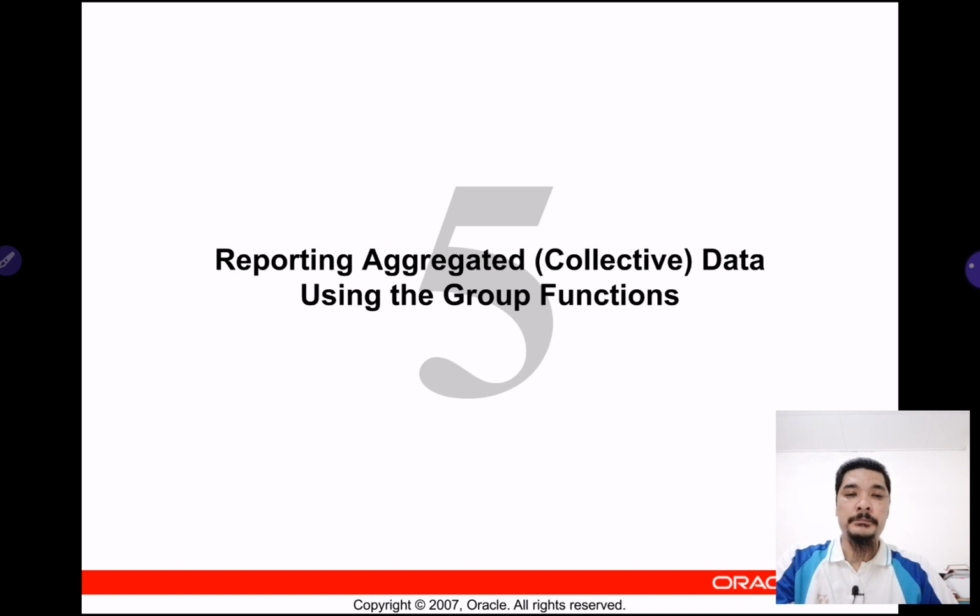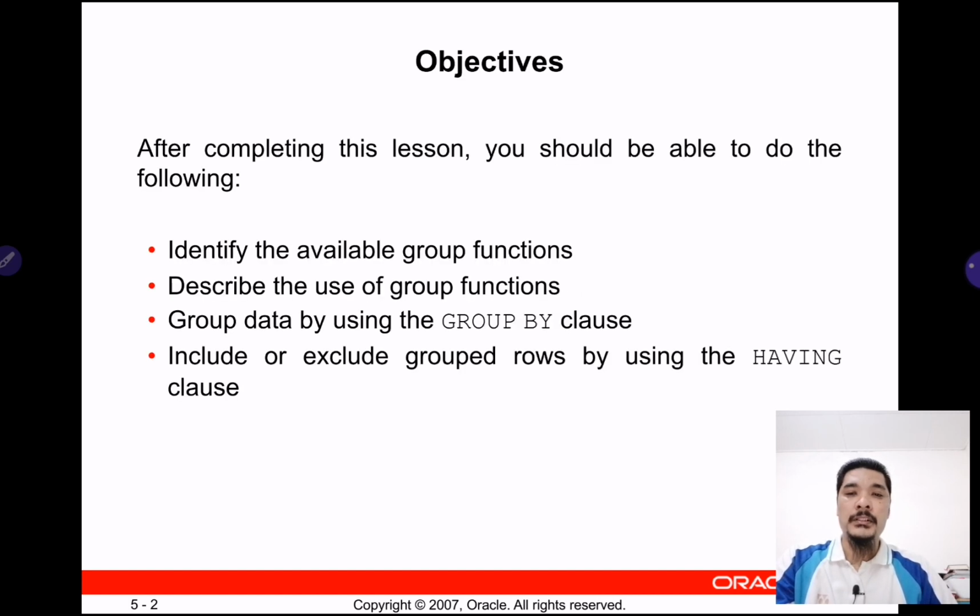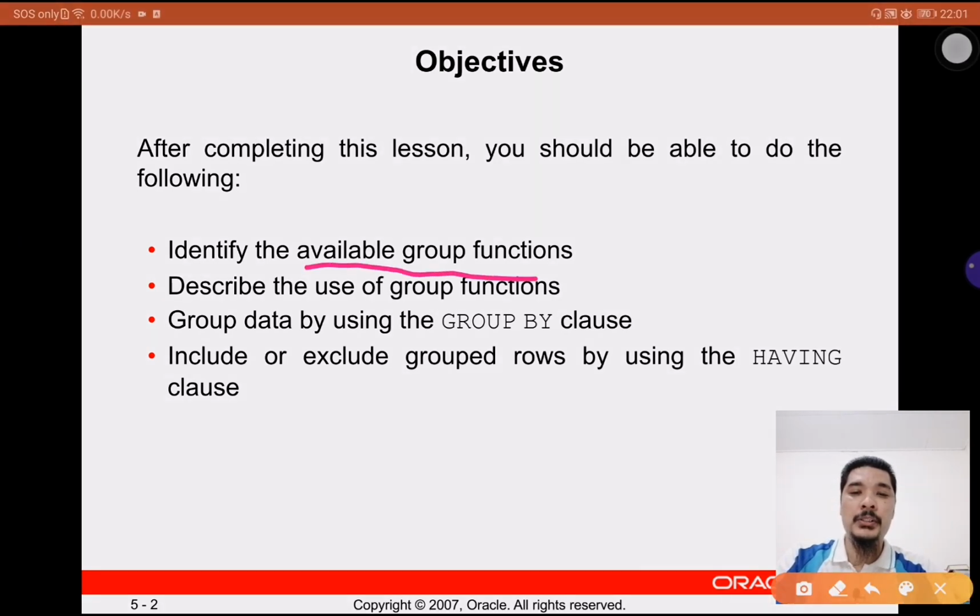Let's move to the next one. These are the objectives of these lessons. After completing these lessons, you should be able to do the following. Number 1, identify the available group functions. Number 2, describe the use of group functions, when we want to use the group functions, and also group data by using the GROUP BY clause. This is our main agenda, and it also includes or excludes group rows by using HAVING.